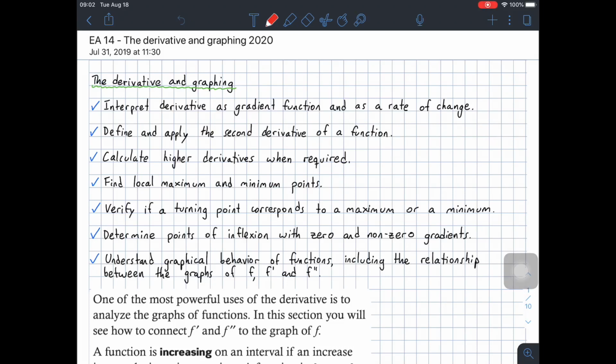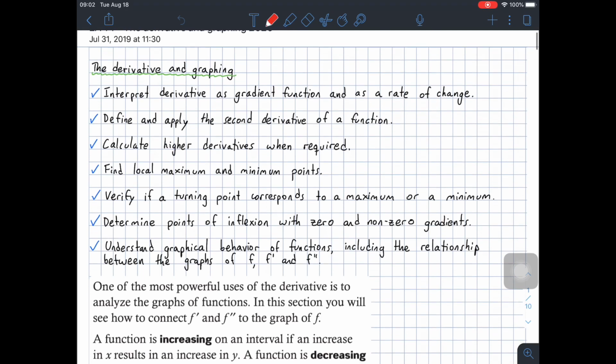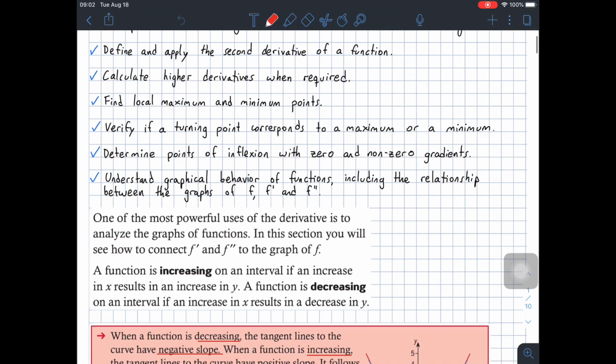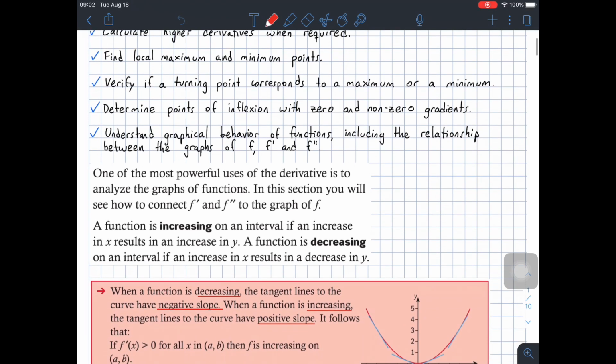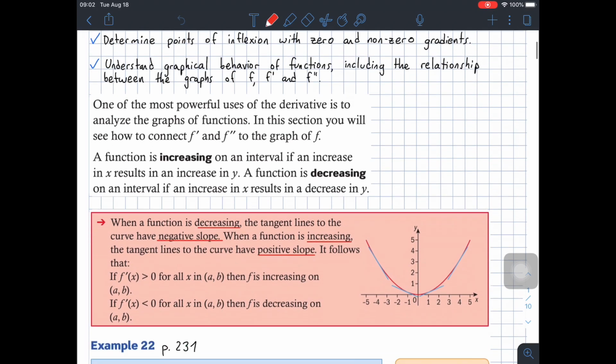Hello seniors, today we're going to continue with electronic assignment 14 about derivative and graphing. If you remember from previous classes, we have seen the interpretation of the first derivative when analyzing functions.